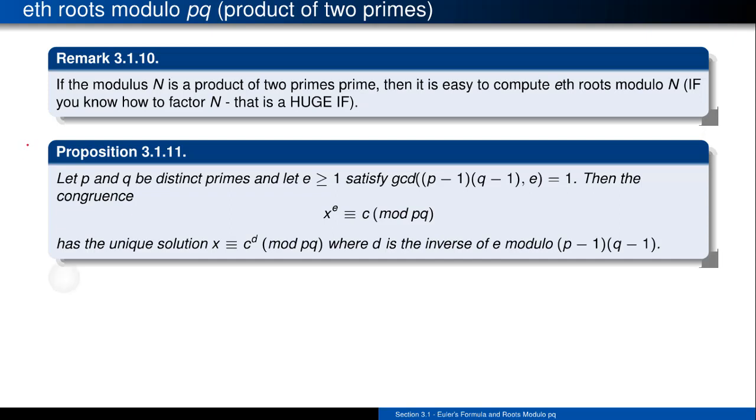So the overall statement in this case is the following proposition: if you give me a couple primes p and q, the solutions to this congruence are achieved in the exact same way as last time. I have to make sure that my exponent e is invertible modulo (p minus 1)(q minus 1). So the GCD of (p minus 1)(q minus 1) and e has to be 1. If that's the case, then this congruence is going to have a solution. The solution is achieved by taking that c and raising it to the dth power.